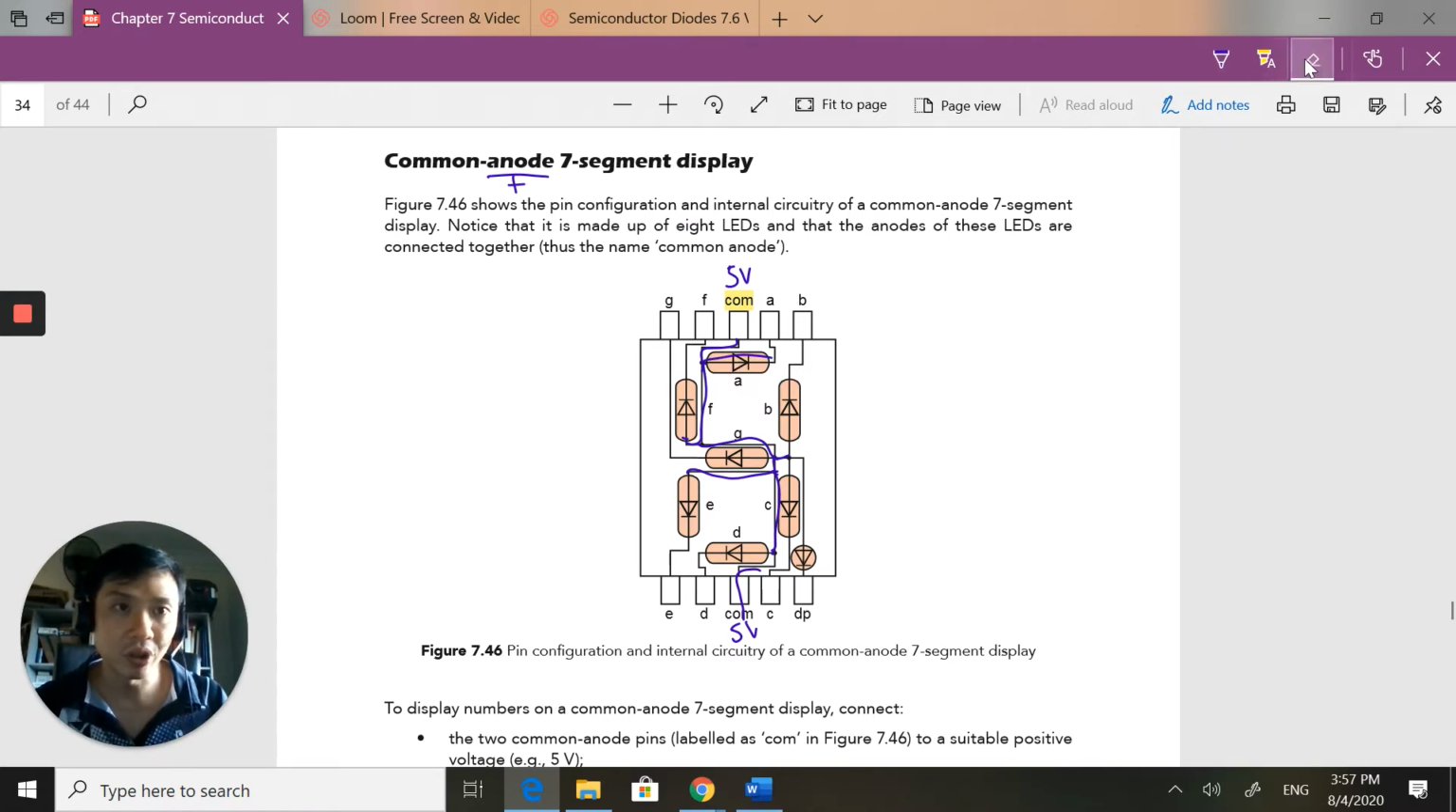So therefore, and this is the basic electricity information, current flows from high potential to low potential. So if I wanted to make A light up, I should have 0 volts here. Here is 5 volts, here is 0 volts. Current will flow this way and lights up the LED for A. So for a common anode to light up each individual LED, you must put a 0 volt.